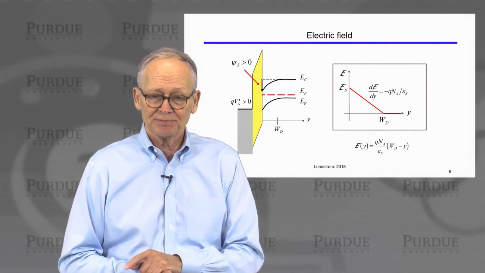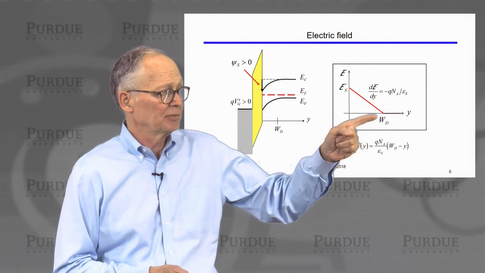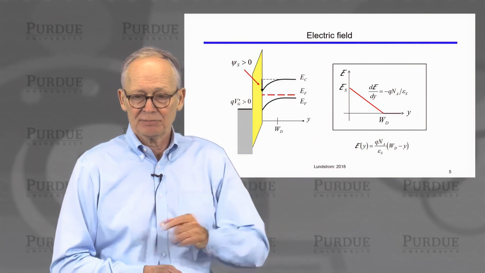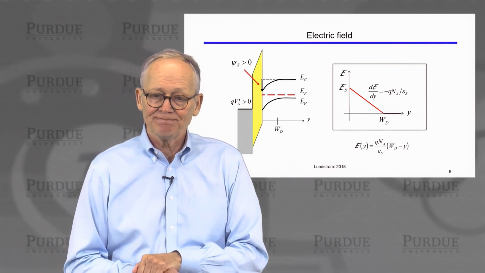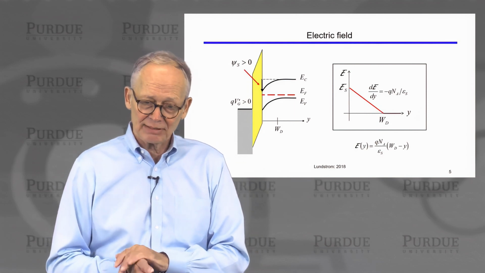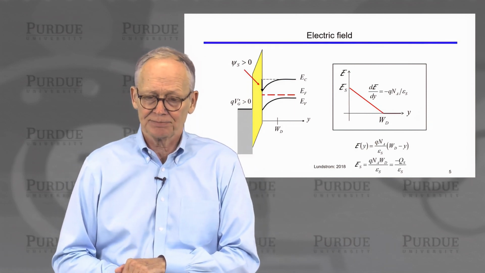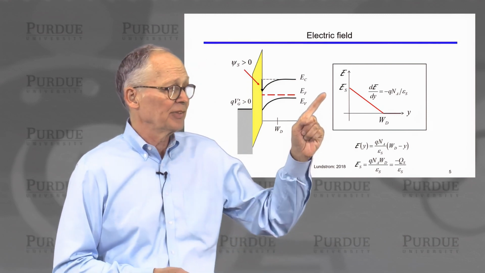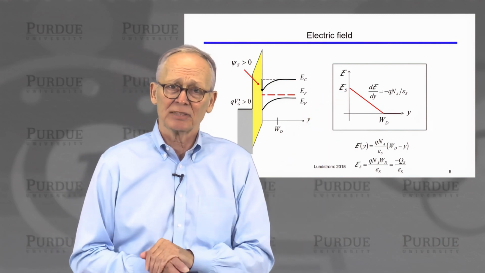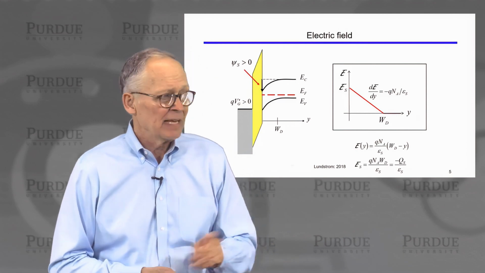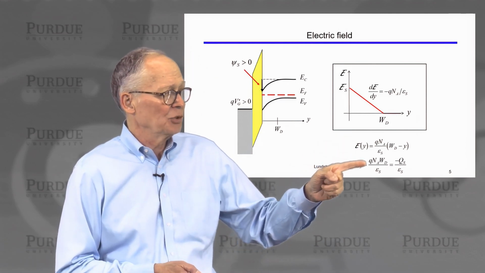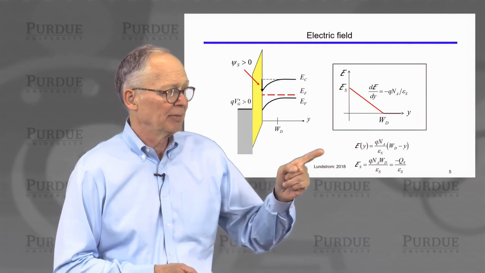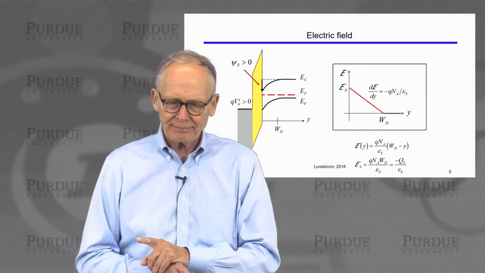Now we can write a little equation. It has some value at the surface. It goes to 0 at y is equal to WD. So the electric field is given by this expression. Okay, that'll give us our positive electric field in the depletion region. If we put y equals 0, we can solve for the electric field at the surface. This is going to be something that we'll need from time to time. And we can see that it is Q times Na times width of the depletion region divided by dielectric constant.